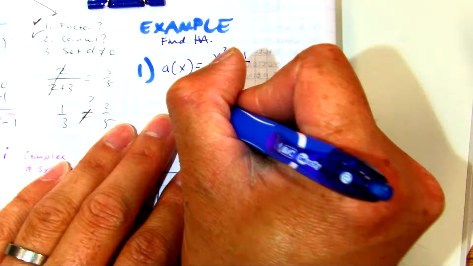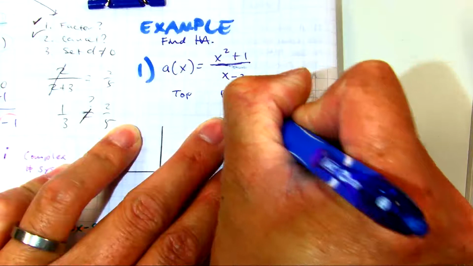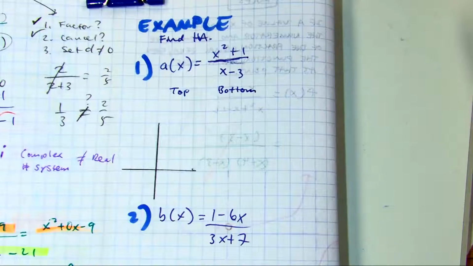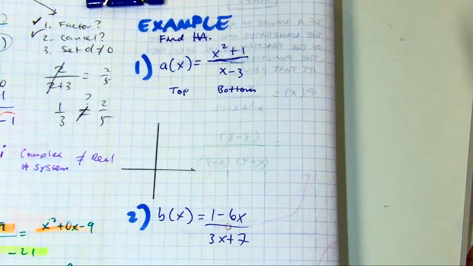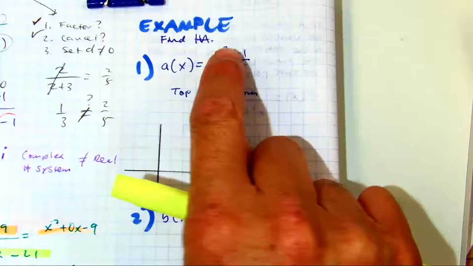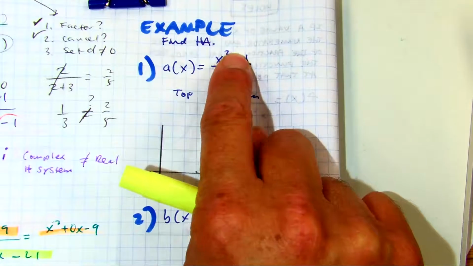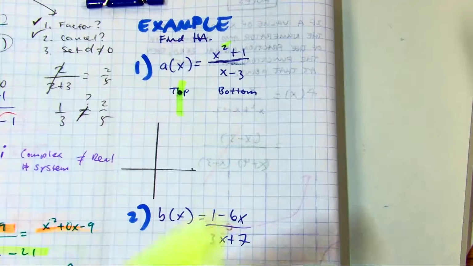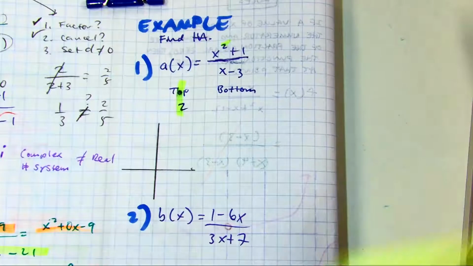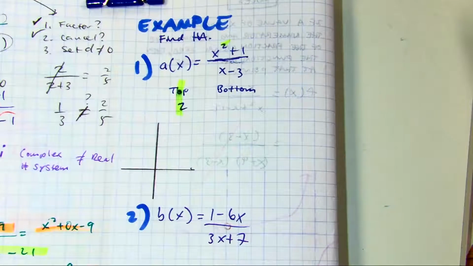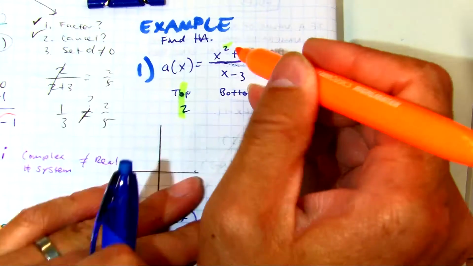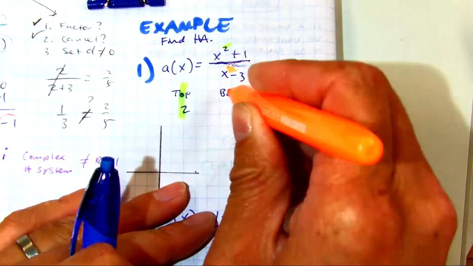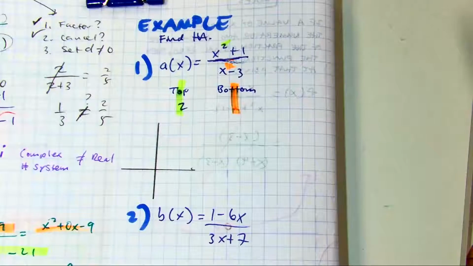Let's compare the top versus the bottom. Put your finger on the numerator and point to its degree. Show your partner, give a head nod. There is the numerator, there's its degree. The number is 2. Put your finger on the denominator, put your finger on the degree. The degree is a 1.